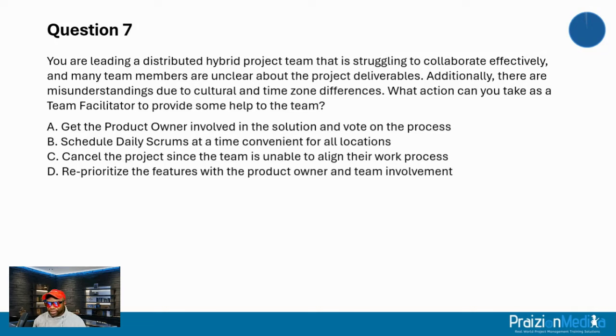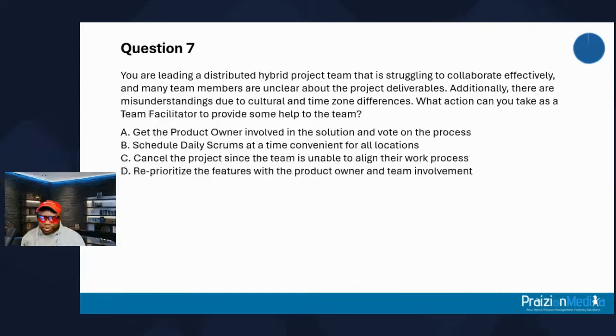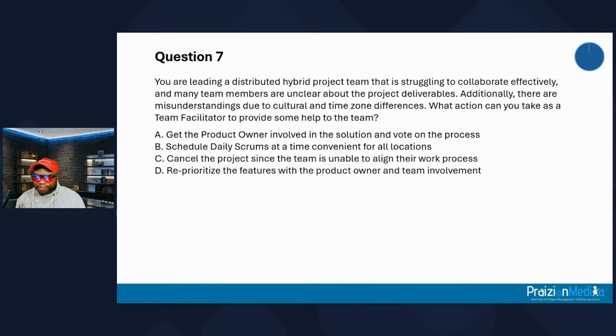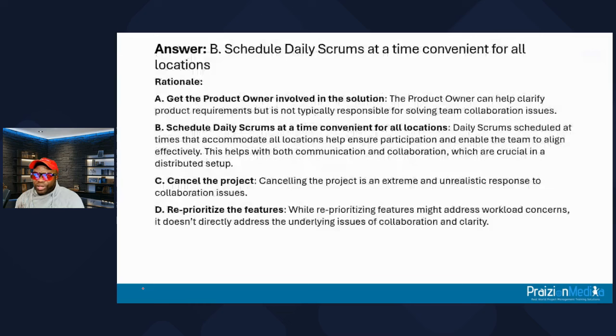All right, my friends, our time is up. I hope you're using the process of elimination to remove those options that are not that great. Let's take a look at the breakdown. The best answer, my friend, is all about the team timing. Team timing is crucial. If the team is not able to work as one, we have a problem. And that's why we've got to schedule the daily scrums at a convenient time for all locations.